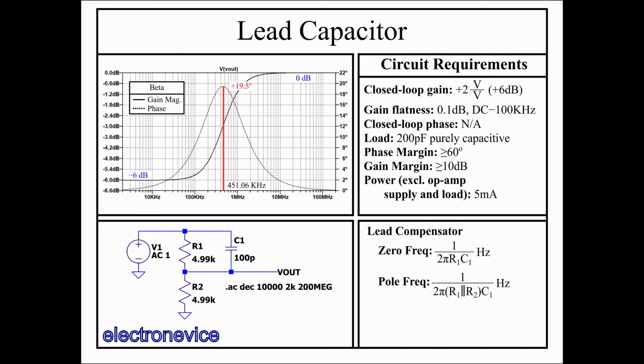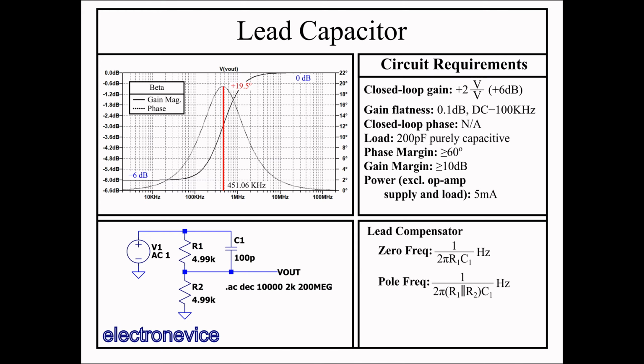We see the phase go from 0 degrees to a peak of about 19.5 degrees at 451.06 kHz due to the zero, then back down to 0 degrees as the phase shift of the pole cancels out the phase shift from the zero. As the phase is positive, this is a phase boost, which if placed near the loop gain's gain crossover point, will increase our phase margin.